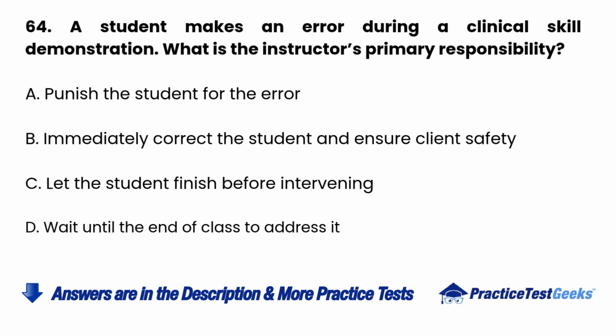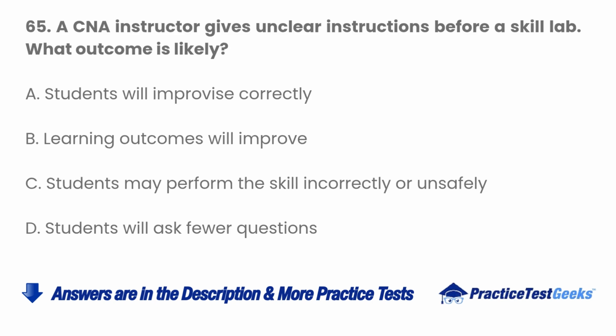64. A student makes an error during a clinical skill demonstration. What is the instructor's primary responsibility? A. Punish the student for the error. B. Immediately correct the student and ensure client safety. C. Let the student finish before intervening. D. Wait until the end of class to address it.